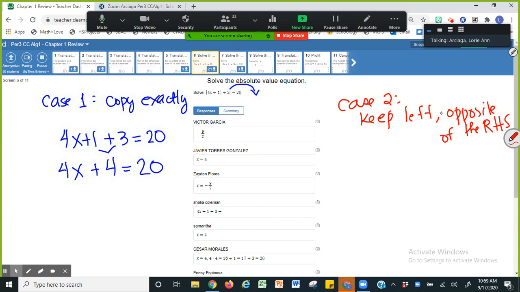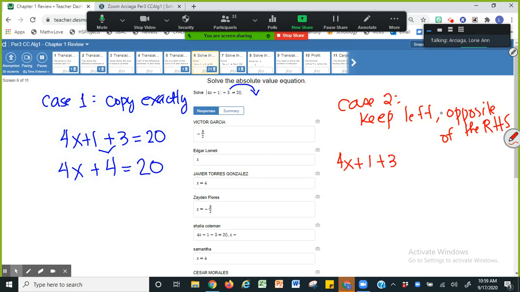So I go 4x plus 1, right? Plus 3. And then I want to write down the opposite of the right hand side. So instead of positive 20, I write negative 20. Now, why do I select the right hand side for the opposite portion? Because normally it's the simpler expression. Sometimes it's even just the number like how it is now. So if that's the case, it's easier to write its opposite. Okay, so this will become 4 again. 4x plus 4 equals negative 20.